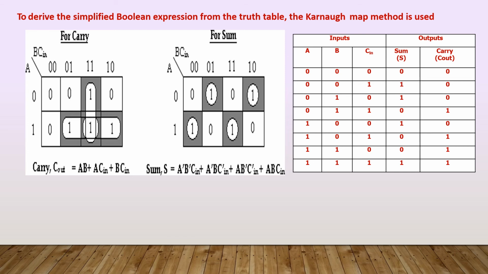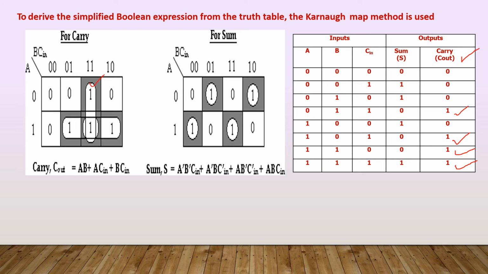Now we can represent that carry. We consider the carry column. Wherever carry is equal to 1, the corresponding combinations can be represented in the K-map as 1. Then we group them, and we can find the simplified expression. For example, carry is equal to 1 for the combination 0, 1, 1. Where is that 0, 1, 1? Here we can represent it as 1.